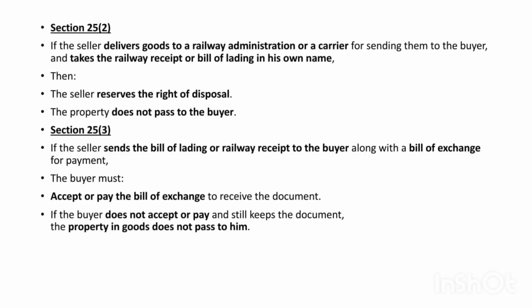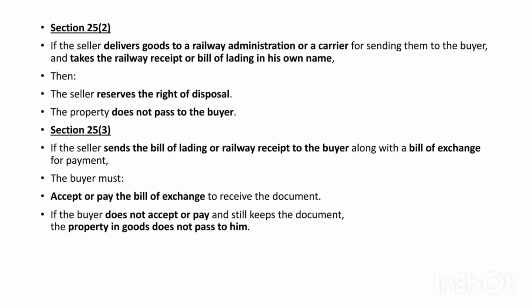Why? Because whoever holds the railway receipt or bill of lading controls the goods. If the seller keeps the document in his own name, the railway will release goods only to the seller or his order. The next one is subsection 3, document sent with bill of exchange. So this explains what happens next.